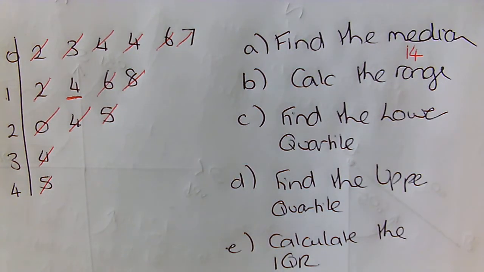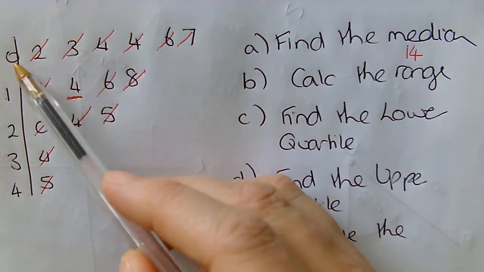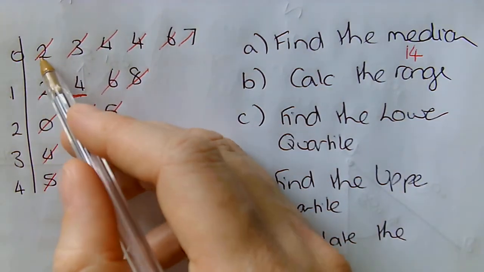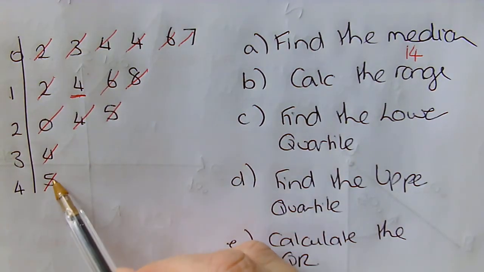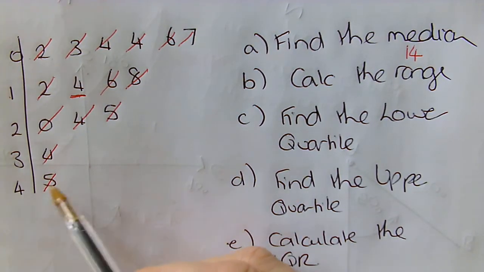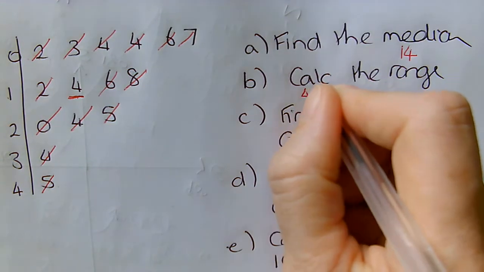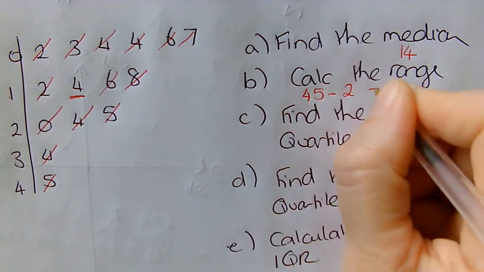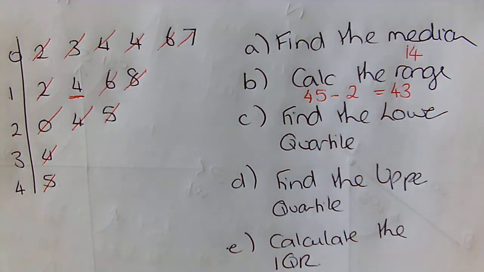Now I want the range. Again, we've got to be careful not to get caught out by a stem and leaf. This is 0, 2, so the lowest number is 2. My biggest number is not 5, it is 45. So I'm going to do 45 minus 2 to get my range, which is 43.